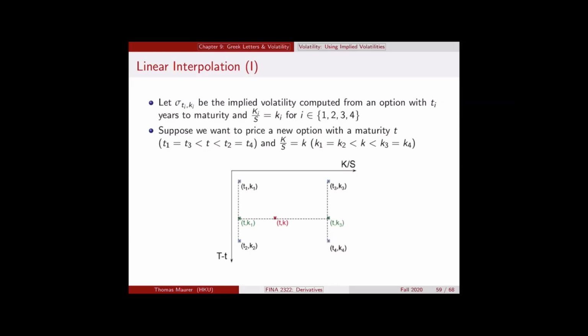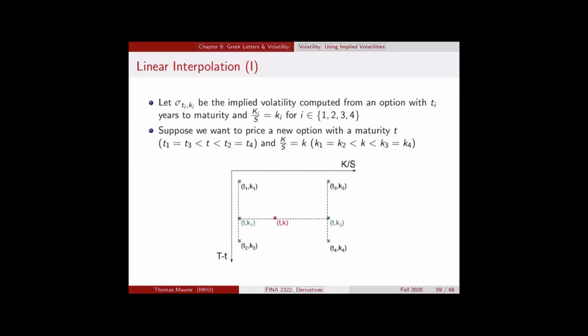In my volatility surface, where again I use market prices to back out implied volatilities of different options, let's suppose I have an option there with time left to maturity T1 and moneyness K1. I have another one with time left to maturity T2 and moneyness K2, another option with T3 time left to maturity and moneyness K3, and another one with T4 time left to maturity and moneyness K4.